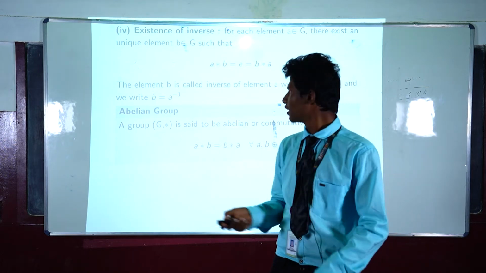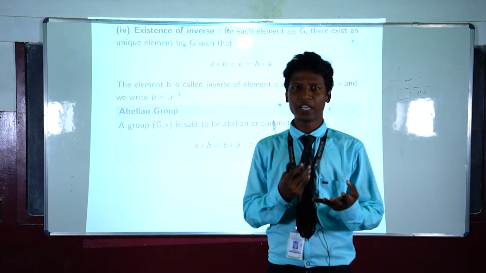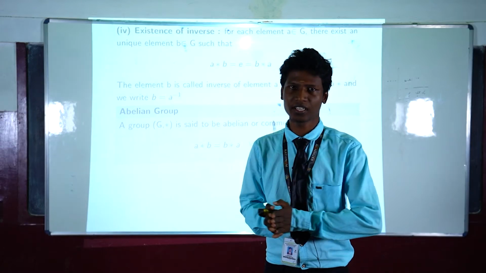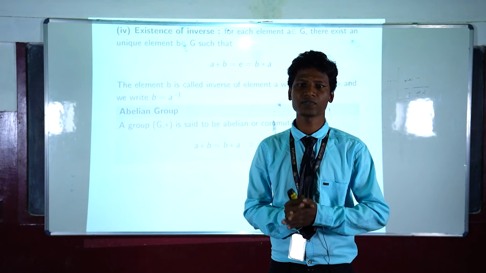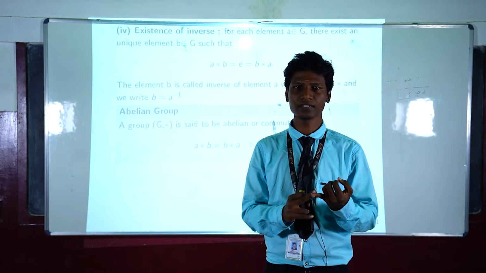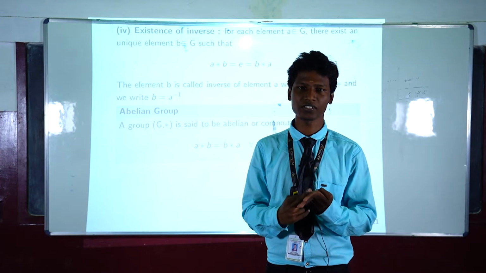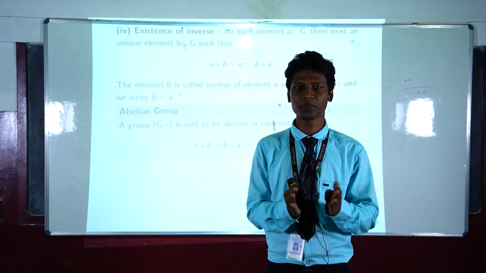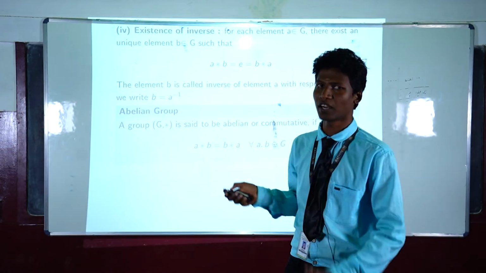Then this is the existence of inverse property. So, let G be a non-empty set under the binary operation star. It must satisfy the four conditions: closure, associativity, existence of identity and existence of inverse. Then that non-empty set G should be called a group.